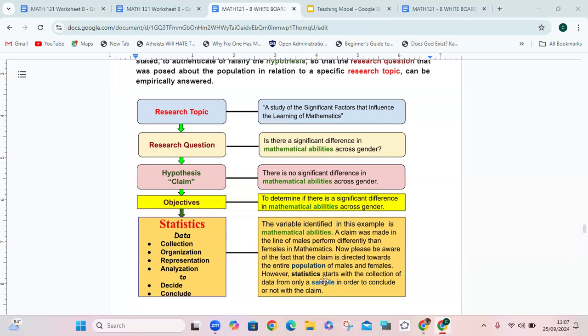Now, however, statistics starts with the collection of data from only a sample in order to conclude or not with the claim. So yes, you're hypothesizing about the population, but you're going to use sample data to test that hypothesis. So please note and please be aware of the difference between population and sample.